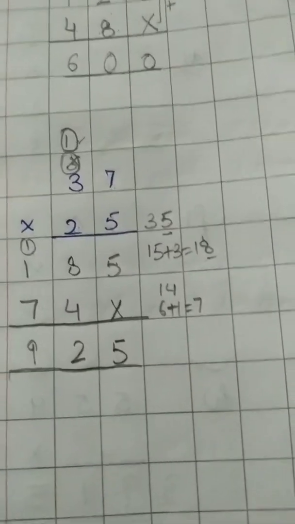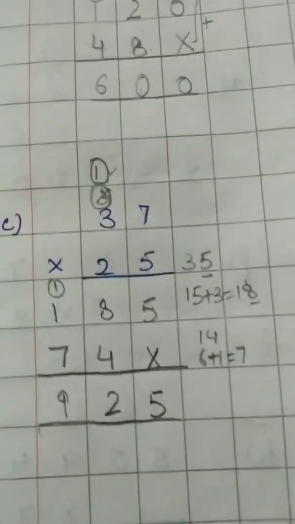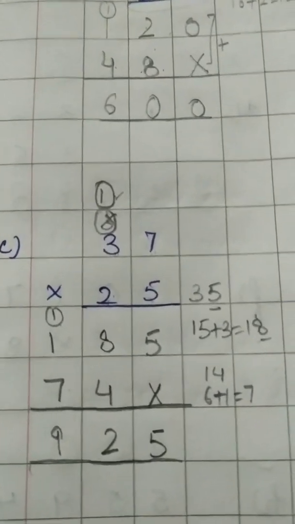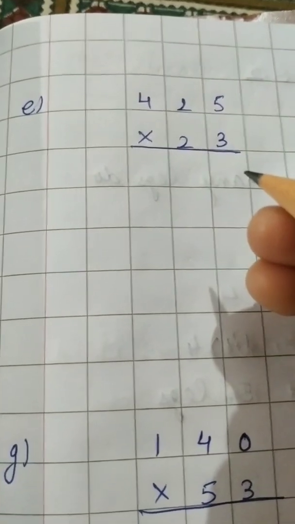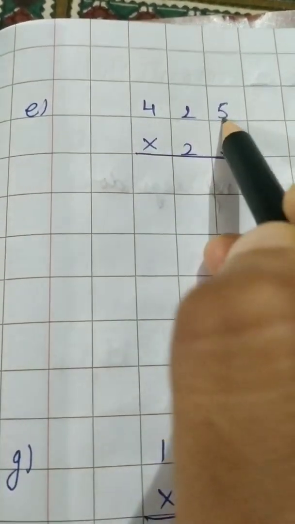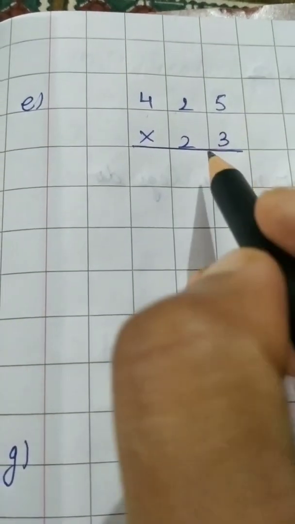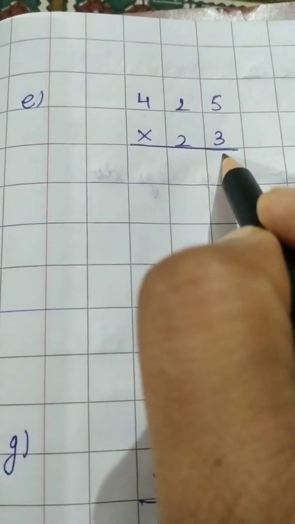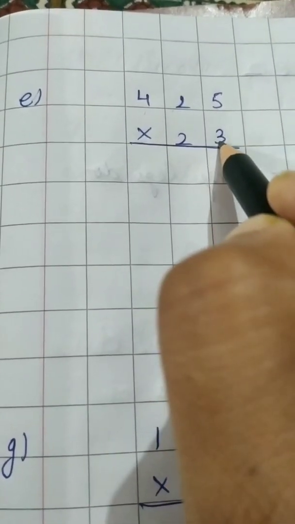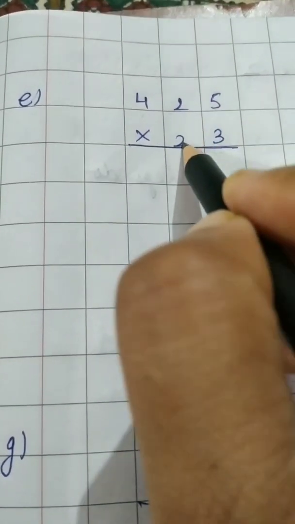Then only you will be able to learn this method. Okay. So learn the tables and practice these questions every day. Now in E part I have 3 digits in the multiplicand and 2 digits in the multiplier. Okay. Now let us see what you will do. First of all with 3 we have to do all the digits and then with 2 we will do.